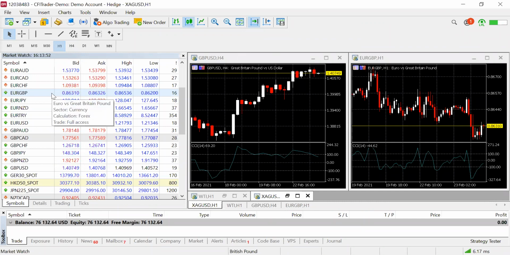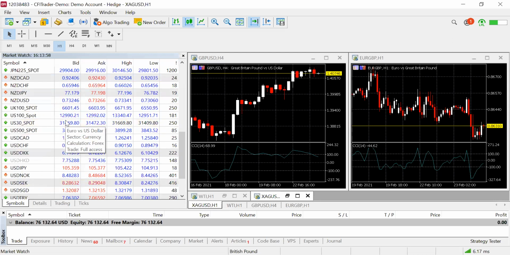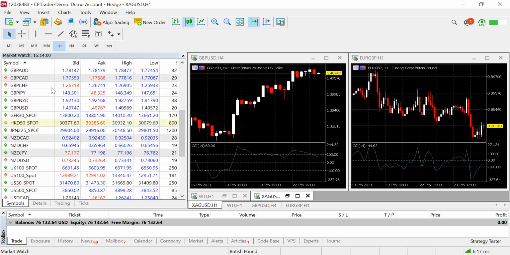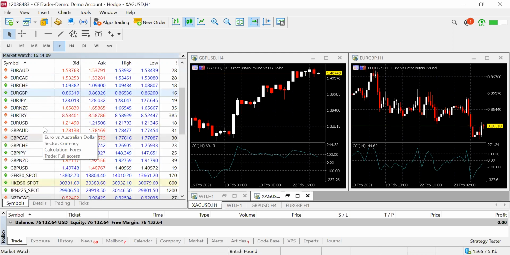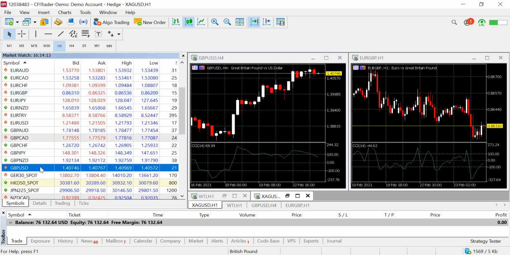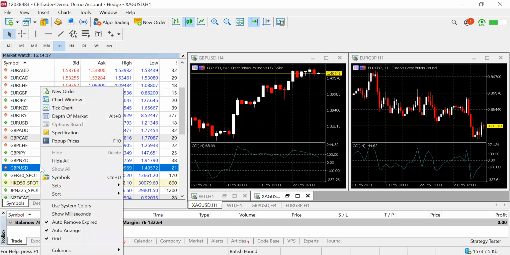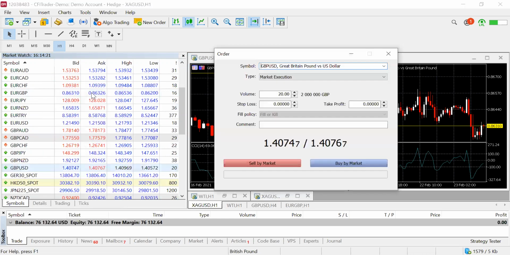Then the other thing as well is how you place a trade, right? That's also a very important feature that obviously we need to know if we would like to trade. The way to do it is, again, you go to the market watch and just select the currency or the symbol you would like to trade. Let's go here with the pound sterling versus the US dollar. You right click, and you will have the option which is a new order.